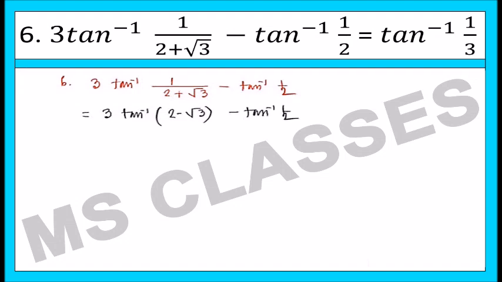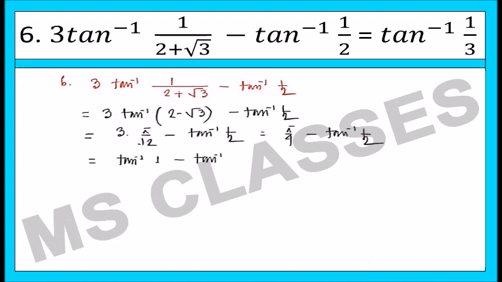Now this gives us what? What is the value of this one? Tan inverse of 2 minus root 3 is pi by 12. So this one we can write as 3 into pi by 12 minus tan inverse of half. So this gives us pi by 4 minus tan inverse of half. Now pi by 4 we can write as tan inverse of 1 minus tan inverse of half.